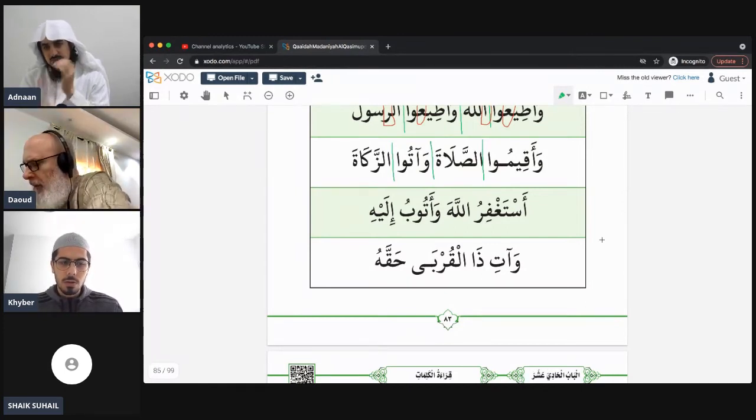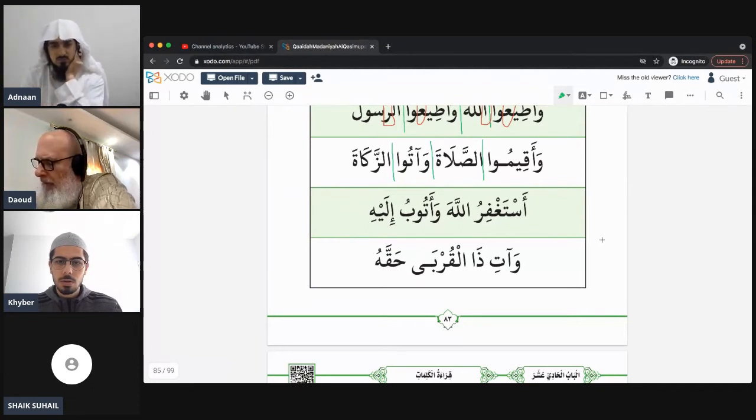Wa aqimu, wa aqimu as-salata, wa a tu az-zakata. Wa aqimu as-salata, وَآتُ الزَّكَاةَ. Okay, not too long. وَآتُ الزَّكَاةَ. No, a little bit. وَآتُ الزَّكَاةَ. أحسن. Brother Dawood.